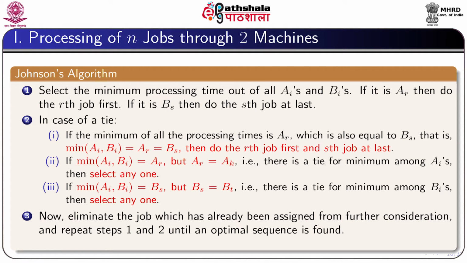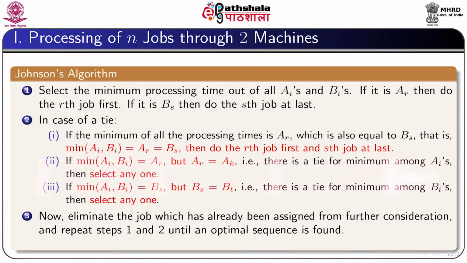Johnson's algorithm has some steps. In the first step, we have to select the minimum processing time out of all Ai's and Bi's. If it is Ar, then do the rth job first, and if it is Bs, then do the sth job at last. Step 2.